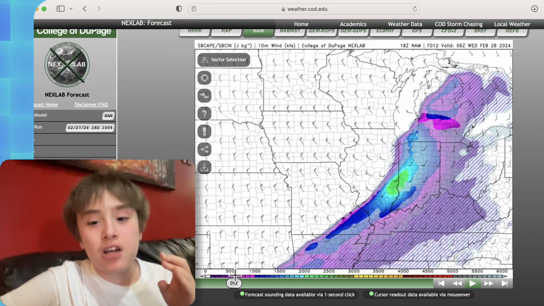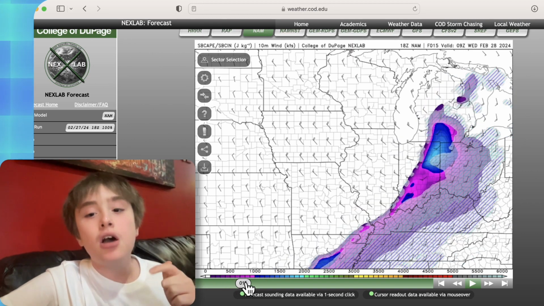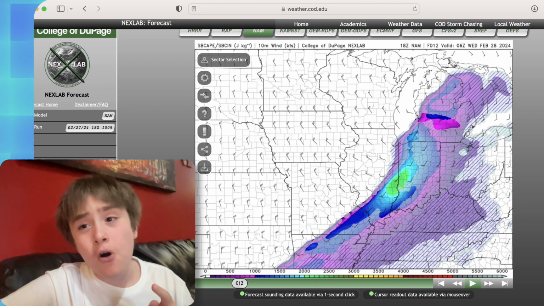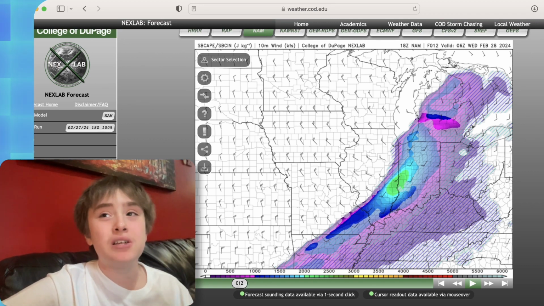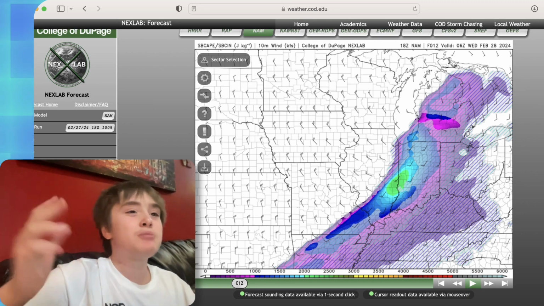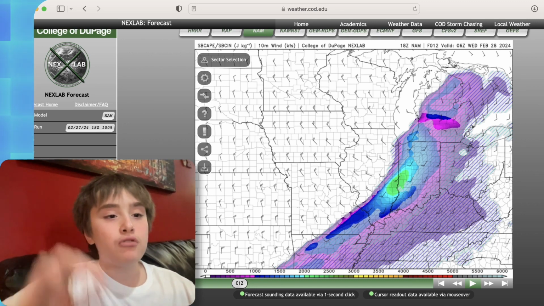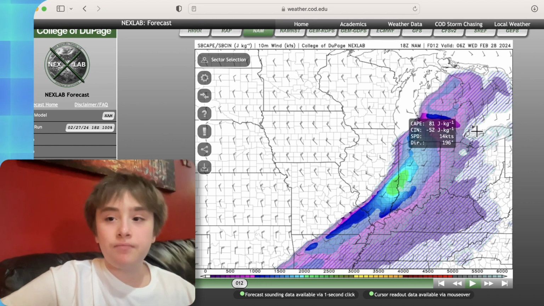But the NAM definitely shows something different. It shows that the cap is completely broken, which is what we're seeing so far. Now, which one does the SPC think? Which one does the SPC agree with? SPC is the main group that decides what severe weather we're going to see. Well, let's get to this.